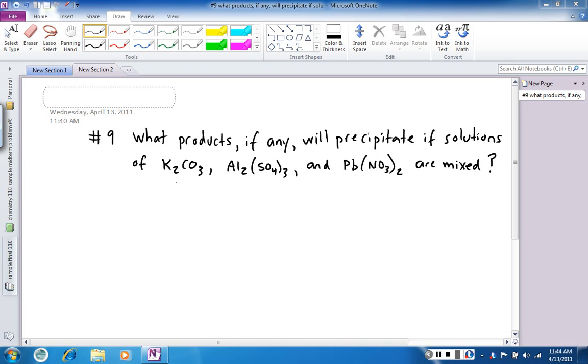So this guy is going to make 2 potassium plus ions plus a carbonate 2 minus ion. Now you have to know your polyatomic ions. If you don't know those, you can't do these problems. You got to know that carbonate is 2 minus charged, and potassium, of course, is a group 1A, so it's always plus 1.